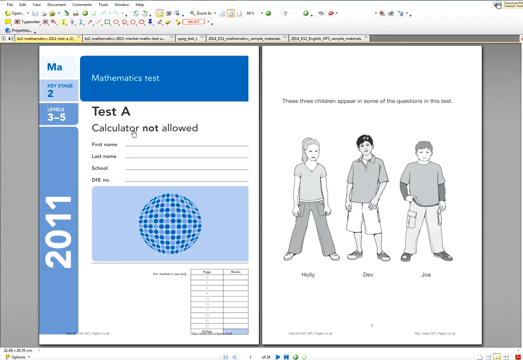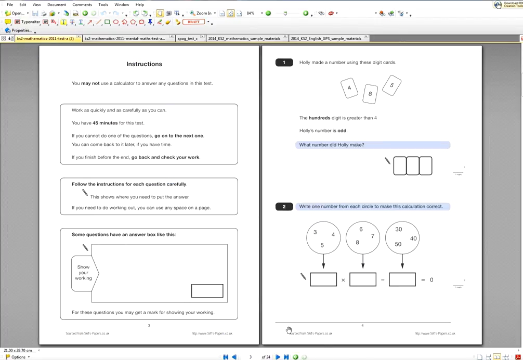So this is calculator not allowed. Let's move on. Let's get started here. Question number one. Holly made a number using these digit cards. The hundreds digit is greater than 4. Holly's number is odd. What number did Holly make?